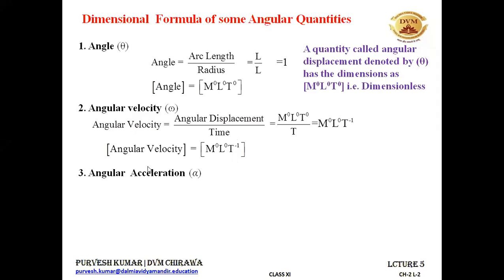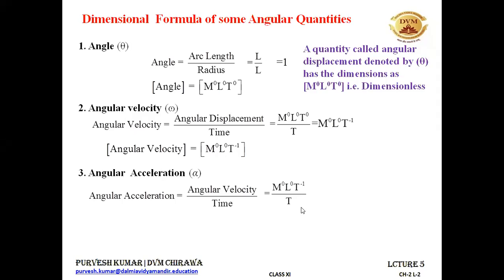Another quantity is angular acceleration, which is equal to angular velocity upon time. We need to find the dimensions for angular acceleration. How can we do that? First, write the dimensions of angular velocity and then divide by the dimensions of time. We have just found that the dimensions for angular velocity are m0, l0, t minus 1. In the numerator we write this, and the denominator has the dimensions of time.